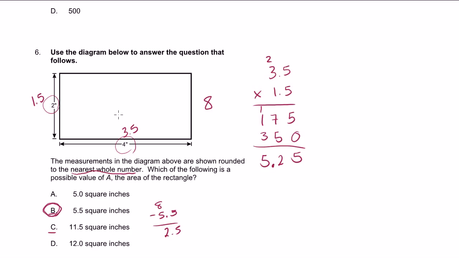So the minimum possible area for this rectangle is 5.25. That's the minimum. So 5.5 is definitely a valid answer. So I'm going to stick with my answer B. Next problem.